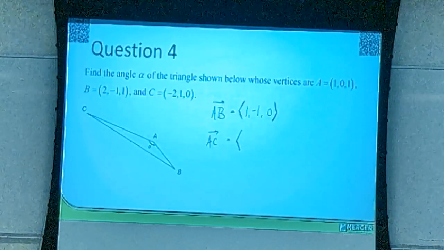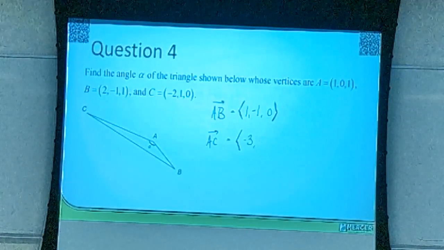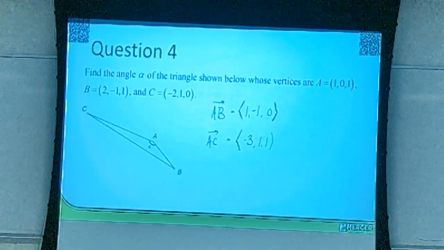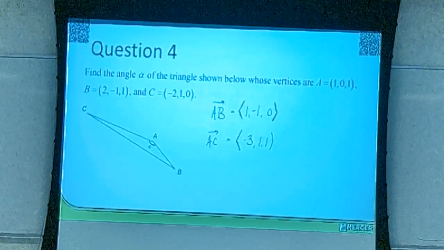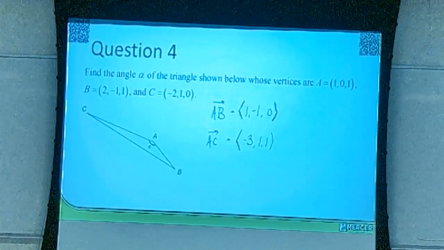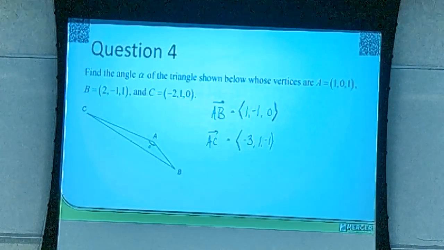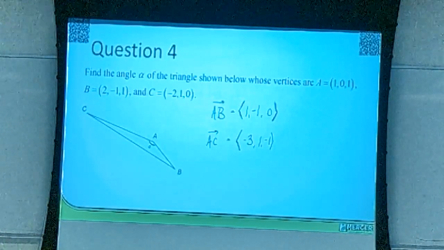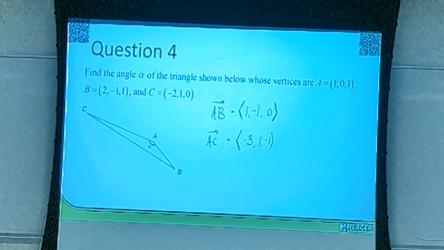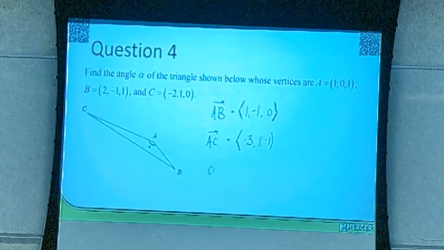What's AC? Negative three, one, and one. We agree? I do not agree. Negative one is. Yeah, it should be negative one, because they're more. Zero, negative one. Good. Now it's just right. That's here, right?